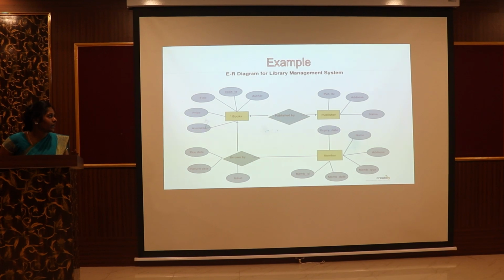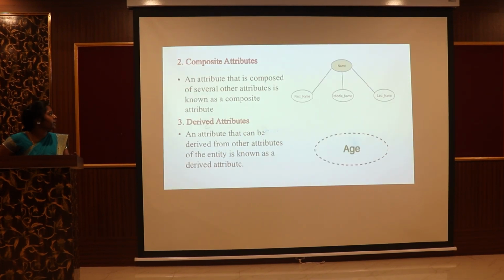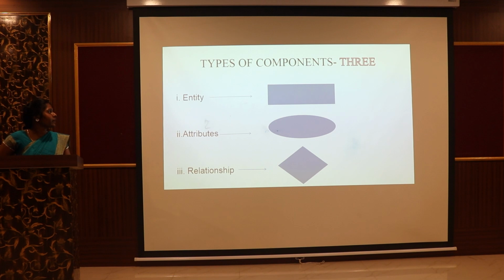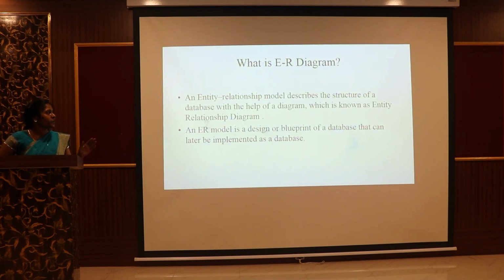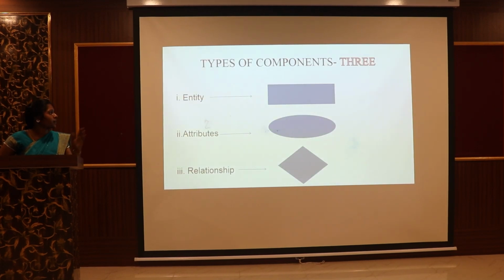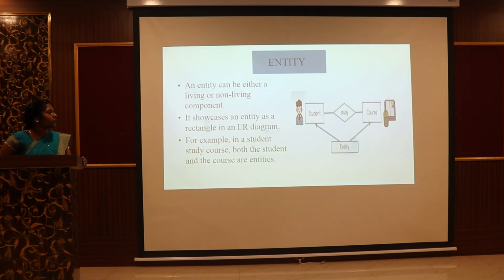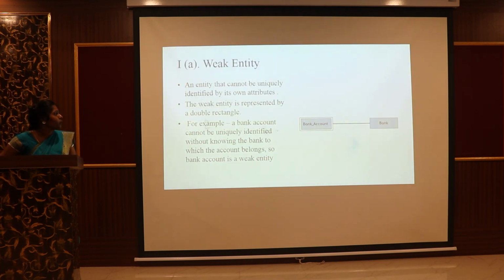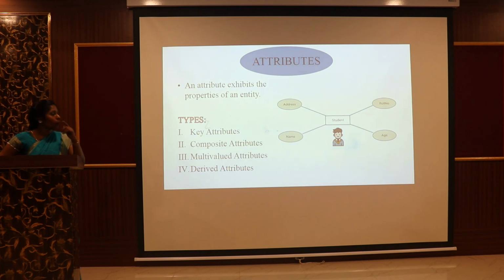So that's all about the ER diagram. Let's recap it. An ER diagram is a diagrammatic representation which shows how the data is stored in a database, and there are three components: entity, attributes, relationship. An entity is similar to a noun, containing living and non-living things. A weak entity is an entity that cannot identify itself by its own attributes. An attribute is a property of a particular entity.